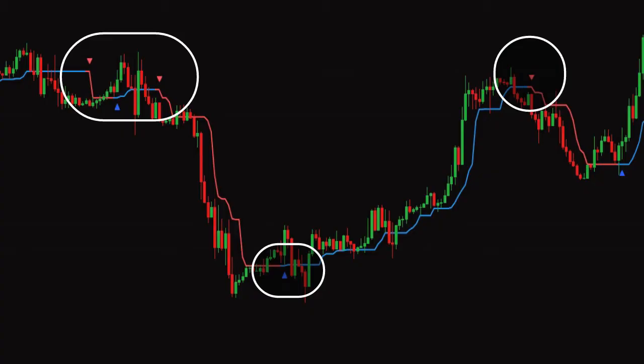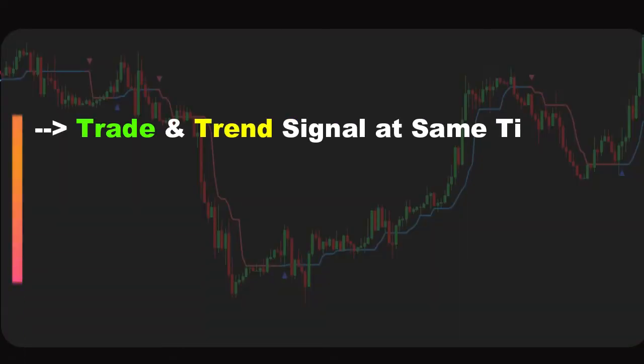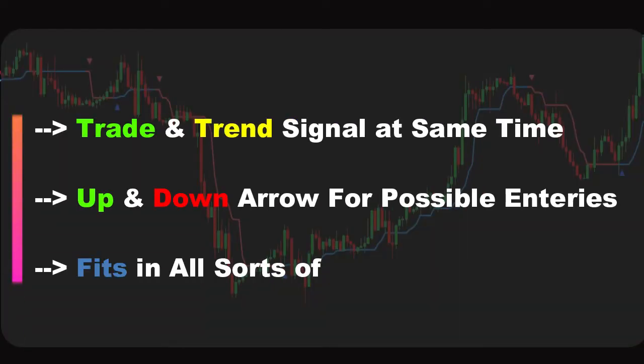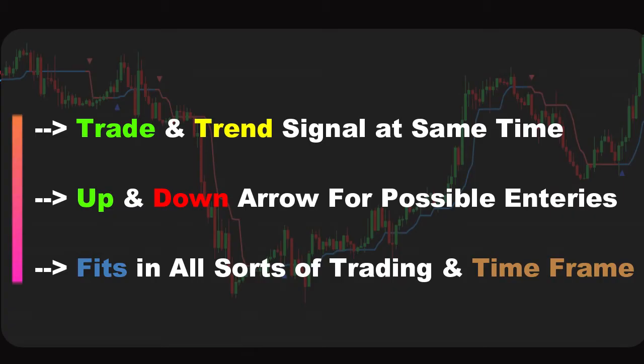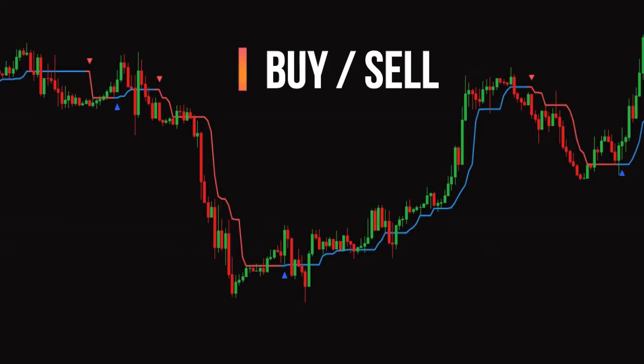So friends, kindly note that the reason for half-trend's popularity is that it provides you trade and trend signals at the same time. It provides you up and down arrows to show you the direction of possible trade entries, and it suits all sorts of trading styles. Now let's watch the half-trend in the trading market and how it's giving you buy and sell signals.